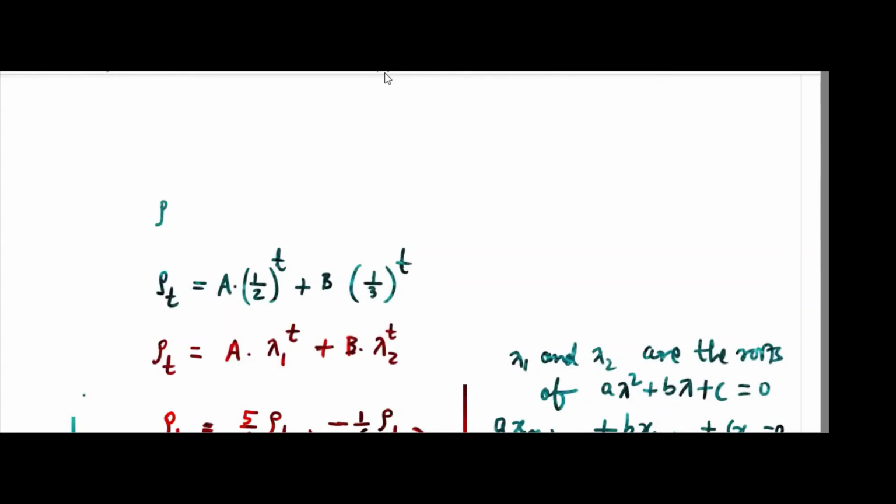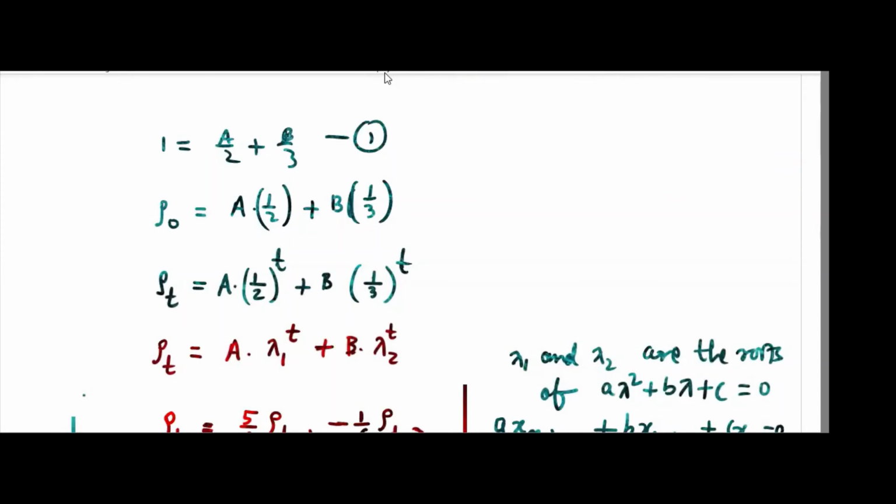Row 0 will always be equal to 1. So if I put T0, this will be A multiplied by 1 by 2 plus B multiplied by 1 by 3. So if you put T0, you will get this equation. Row 0 is 1. So we have one equation: A divided by 2 plus B divided by 3. Now take T1. If you take T1, this will be row 1.